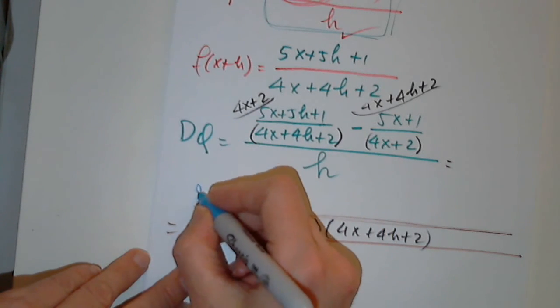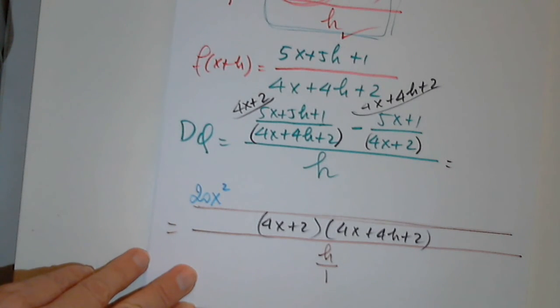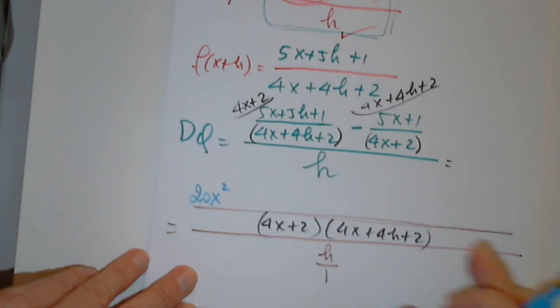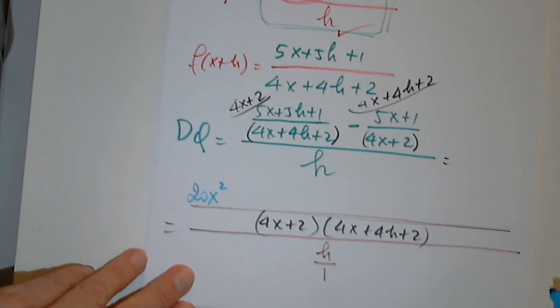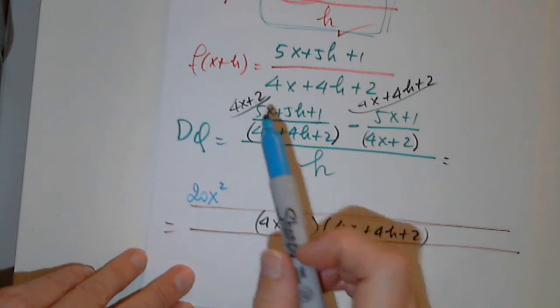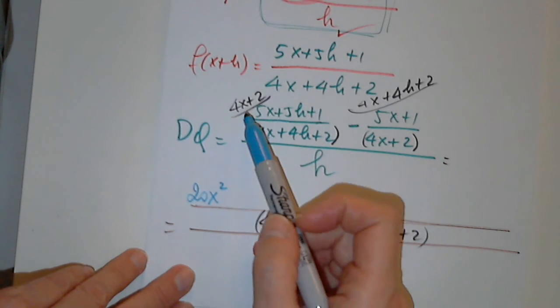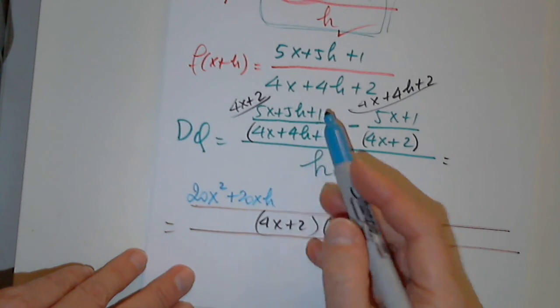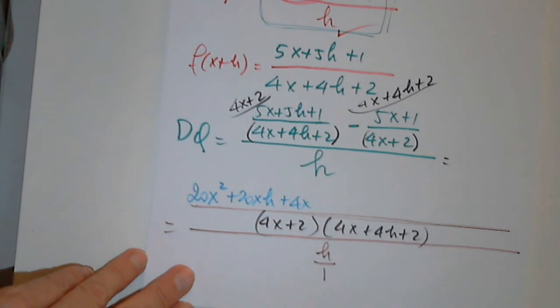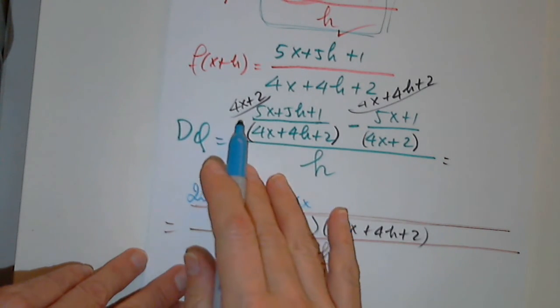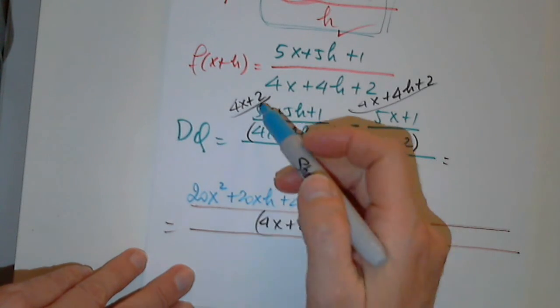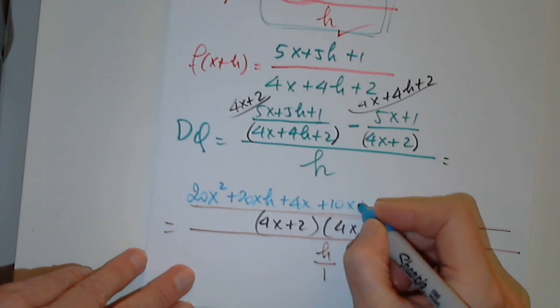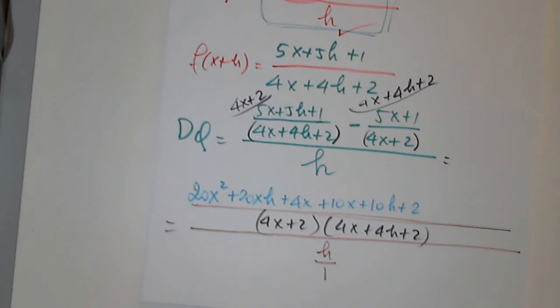4x times 5x, 20x squared. Right, watch me run out of time, paper, or, yes, I will write up here in a minute. So just watch me, I always do that. So this time I'm warning you. 4x times 5h, 20xh, excellent, and plus 4x times 1, which is 4x. I'm done with distributing 4x to these three terms. Now I distribute 2. So then plus 10x plus 10h and plus 2. And as promised, I will run out of room in a blink.